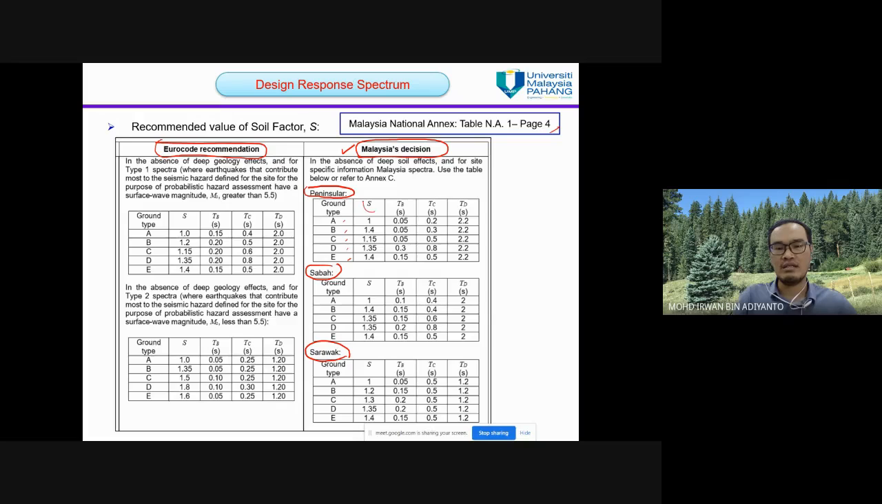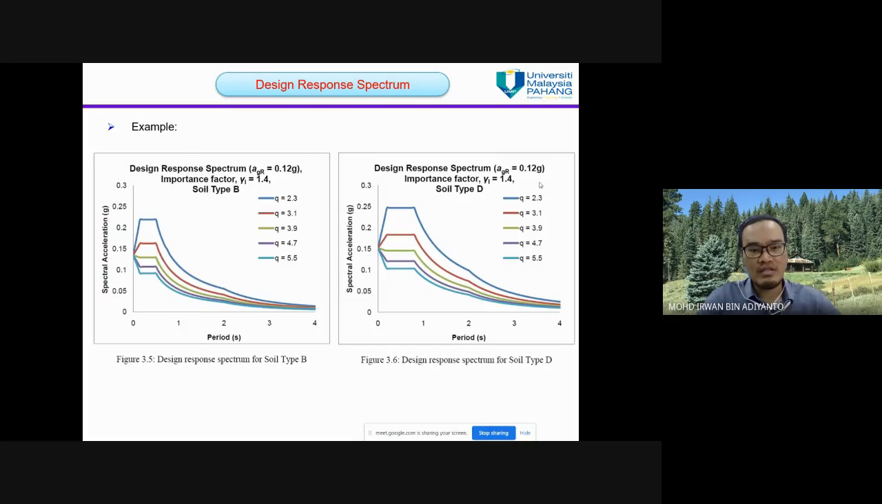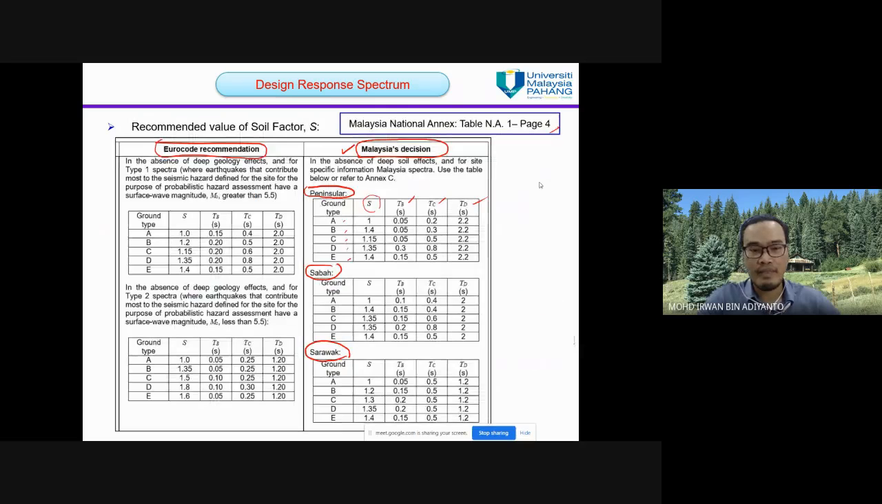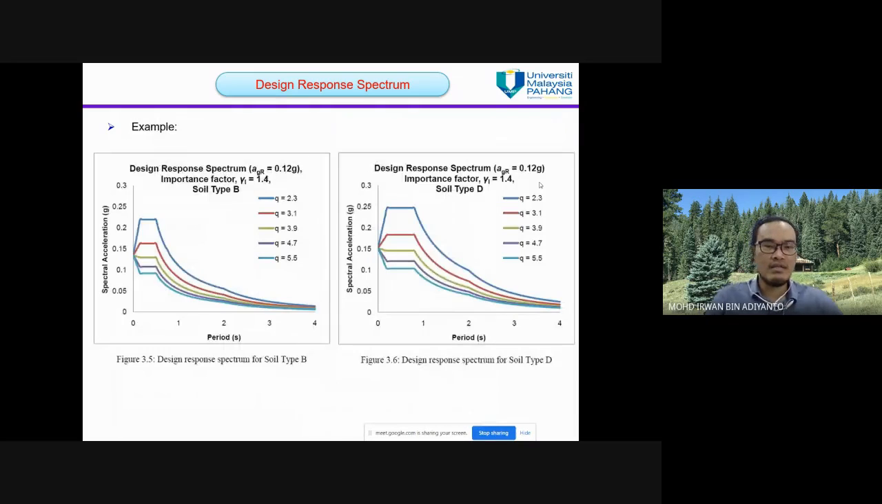We still have 5 types of ground, which are A, B, C, D, and E. And this is the soil factor, and this one is the TB, TC, and TD recommended by the Malaysia National Annex. Any question up to this level? Okay, we can see the example of the design response spectrum.